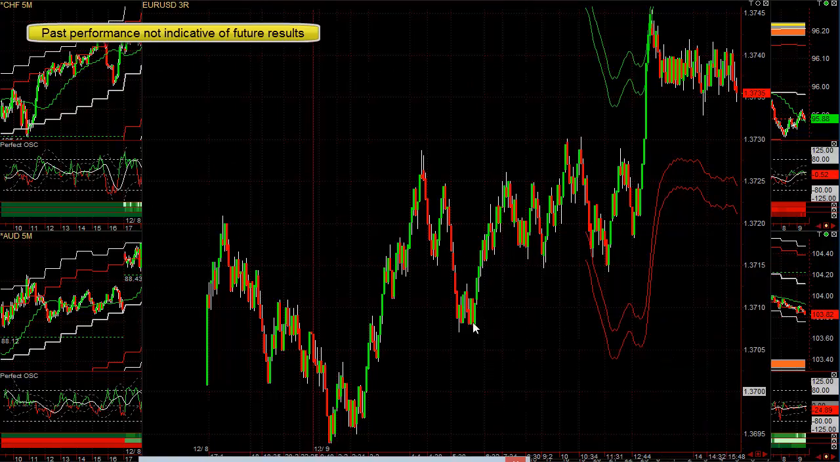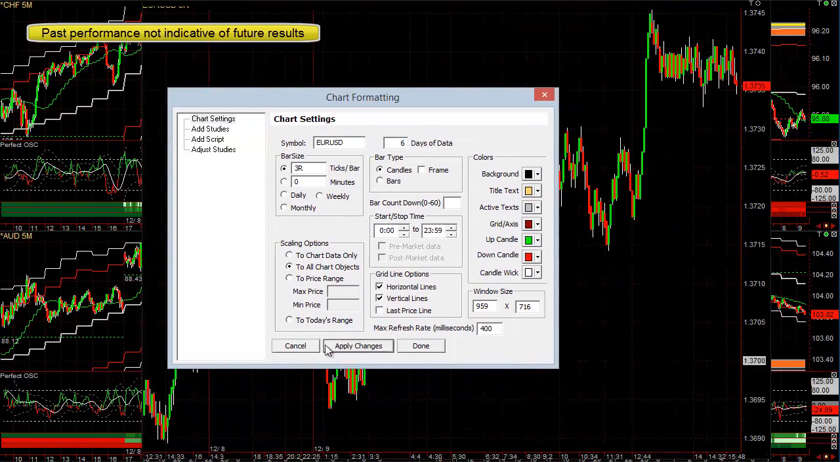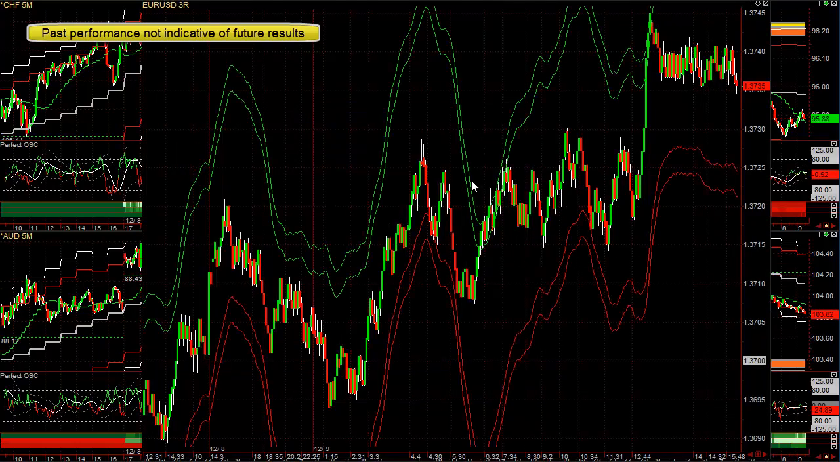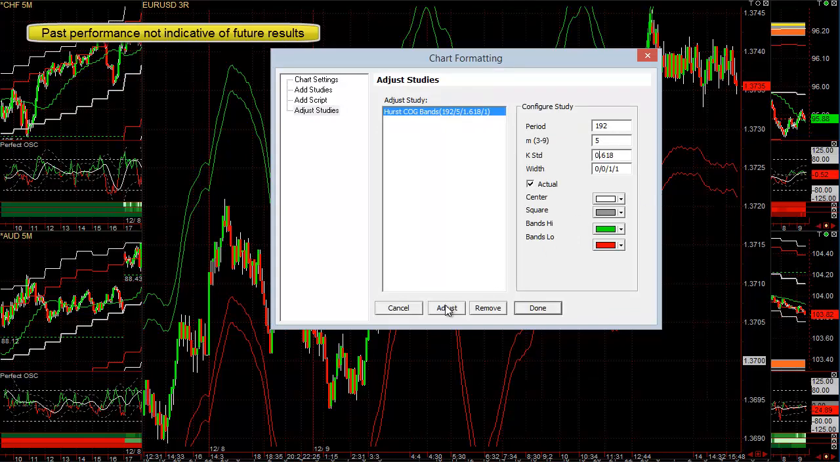Let's put a little bit more data on here. Let's go back 6 days. And I'm going to change the settings back to the faster ones. This is the default setting here.